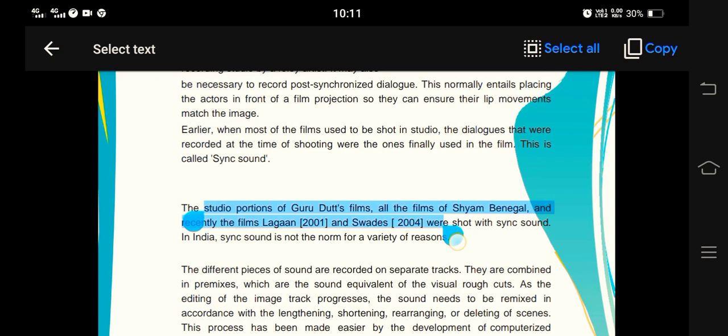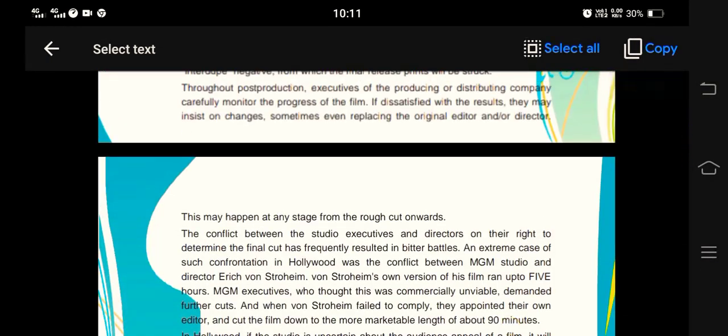An objective question can come from this paragraph as well: the studio productions of Guru Dutt's films, all the films of Shyam Benegal, and recently the films Lagaan in 2001 and Swades in 2004 were shot with sync sound. In India, sync sound is not the norm for a variety of reasons. So this was the first at that time.